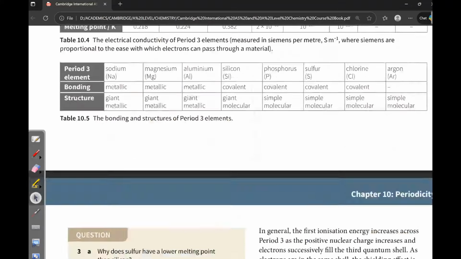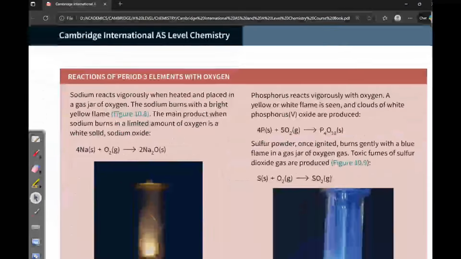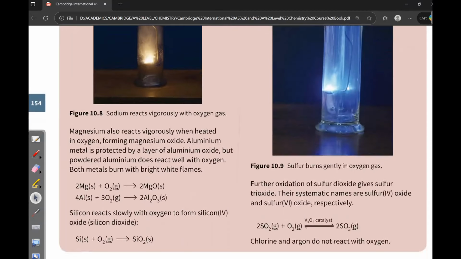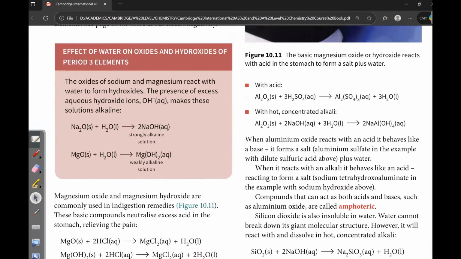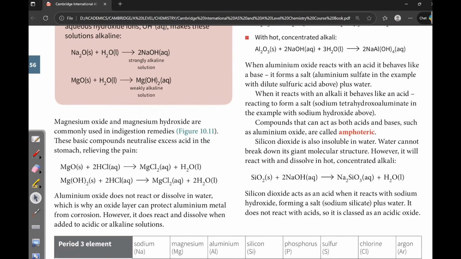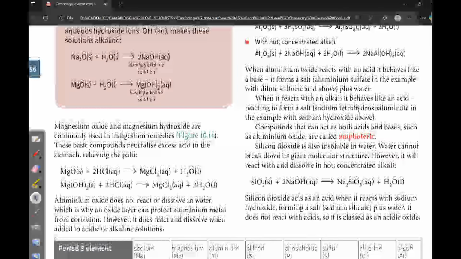Oxidation states, are they listed anywhere? Because that one we talked about. So, okay, this is the one here. The oxides of sodium and magnesium react with water to form hydroxides. The presence of excess aqueous hydroxide ions makes these solutions alkaline. Very good. Now, what else are we looking for? The one of aluminium.